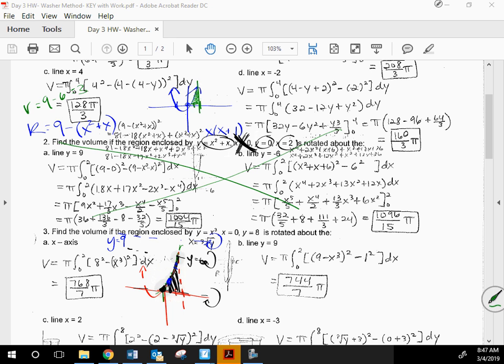Alright, so if we're rotating around y equals 9, radius to the edge, so there's our radius. Our big R then would be top minus bottom, so 9 minus 0, which is just 9. And then my little radius to the edge, which is based upon my function, would be 9 minus my function, x squared. Make sure you distribute that. So, yeah, that's good.